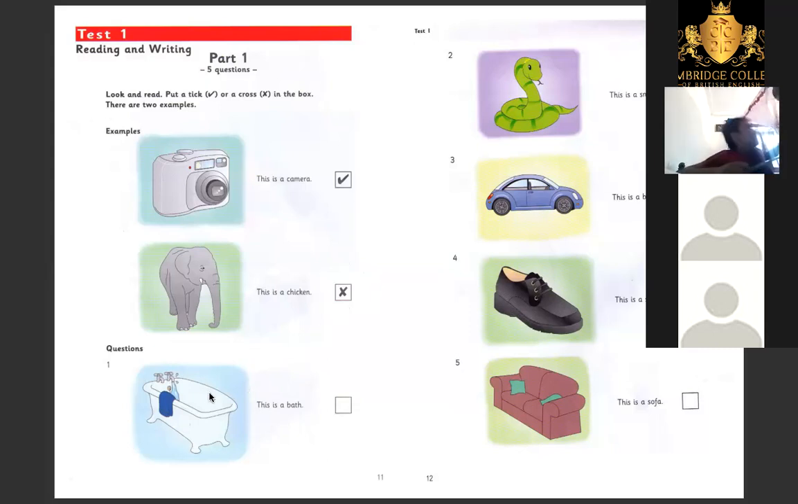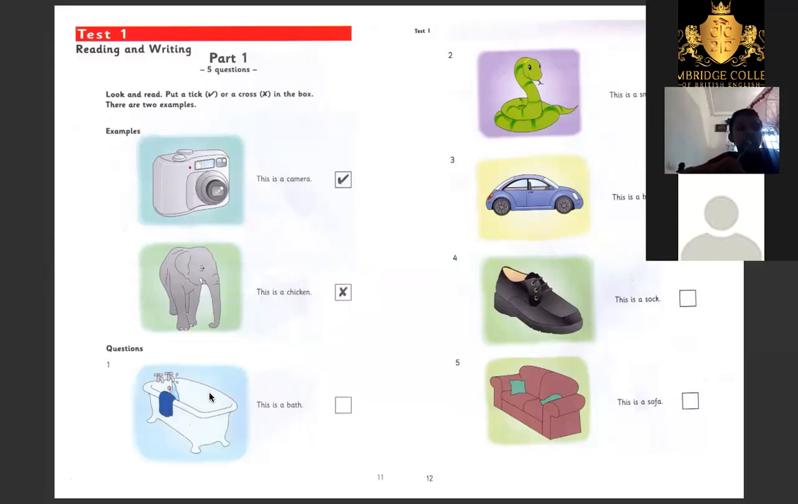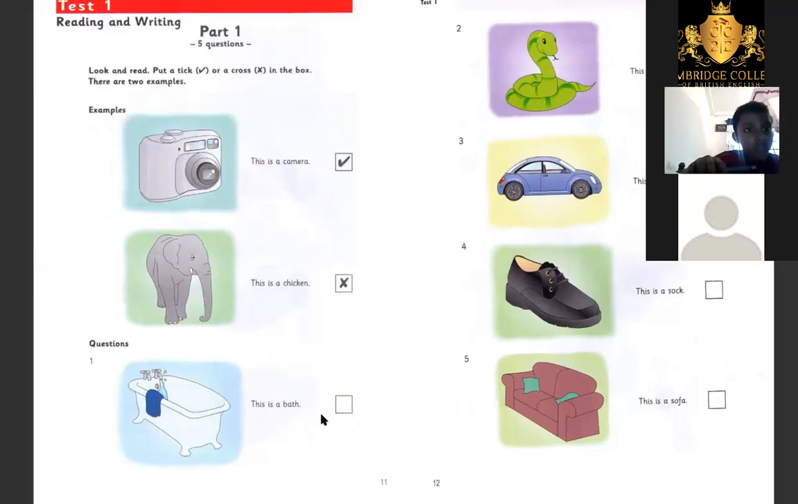Yes, tell me what is it. Yes, we want to put a tick. Now write question number one. Write number one, and from here write, this is a bath. Make a sentence, and then you want to put a tick or a cross. Look and see whether it should be a tick or a cross. Now put number one and write the sentence.